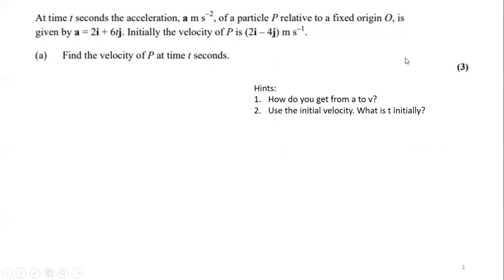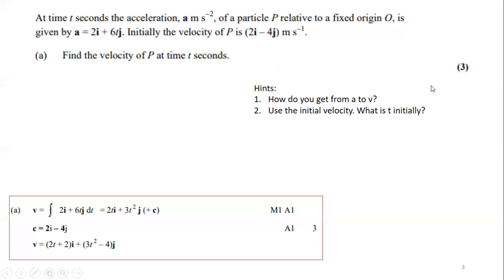Now they give you in the question the initial velocity. So remember my hint, if they give you some extra information, that means you have to use it to find something. So initially, think about what t is initially. You've got that velocity initially. So sub that in, find out what your c is, and then that will give you a velocity, which is written on the screen now. So remember, you can write that as a column, so 2t plus 2, and then 3t squared with 4 underneath. Yeah, I prefer columns, but this mark scheme seems to prefer i's and j's, which is fine.